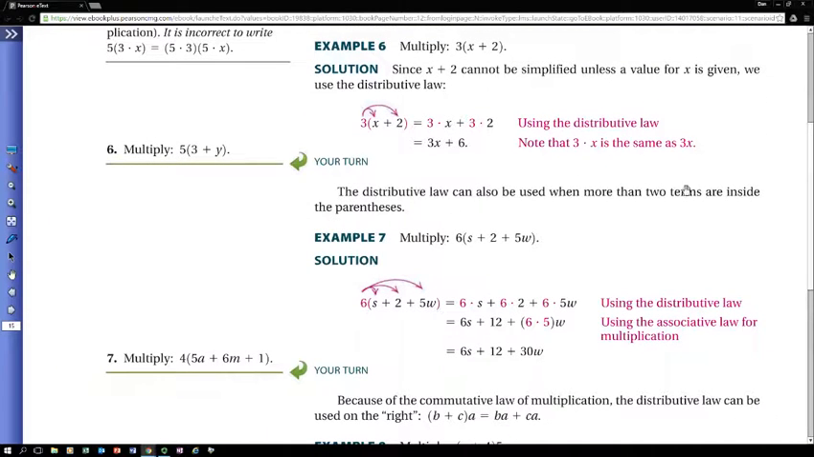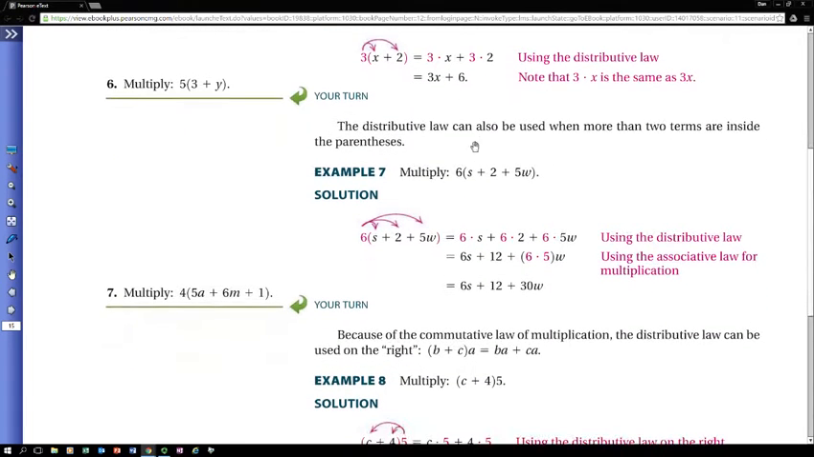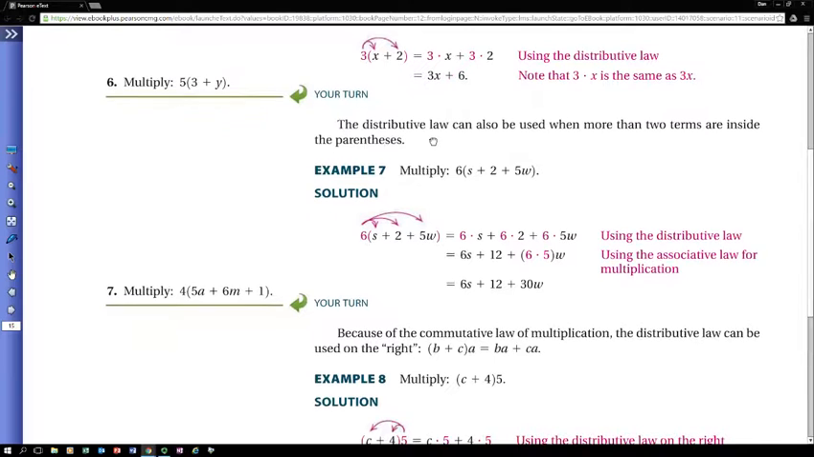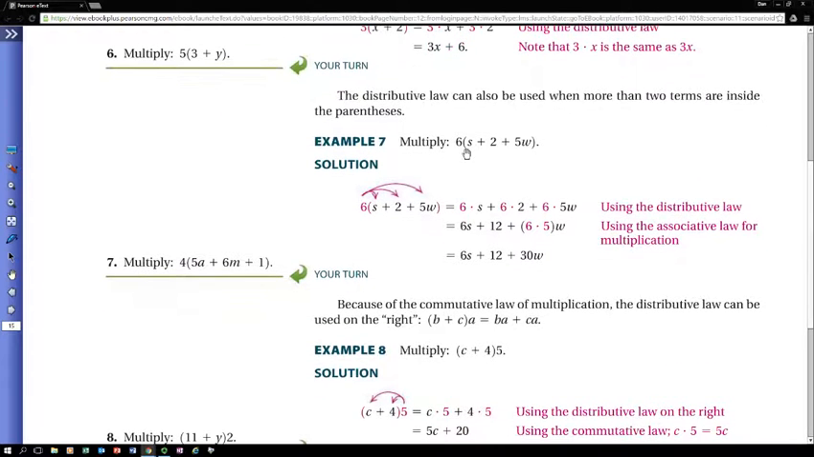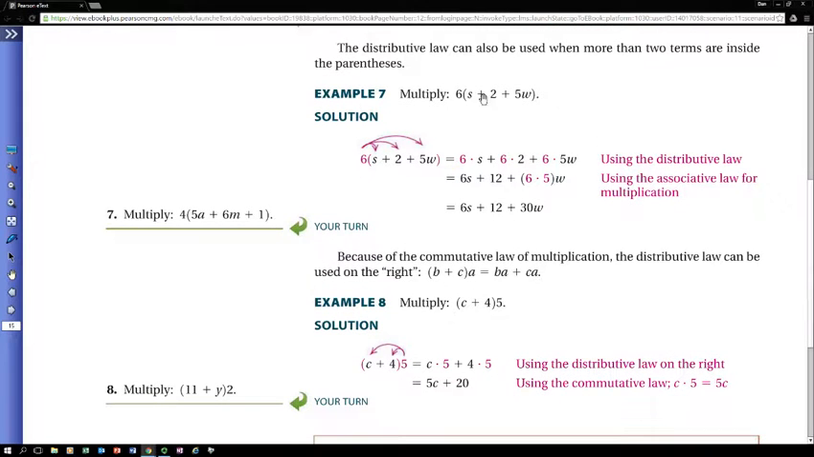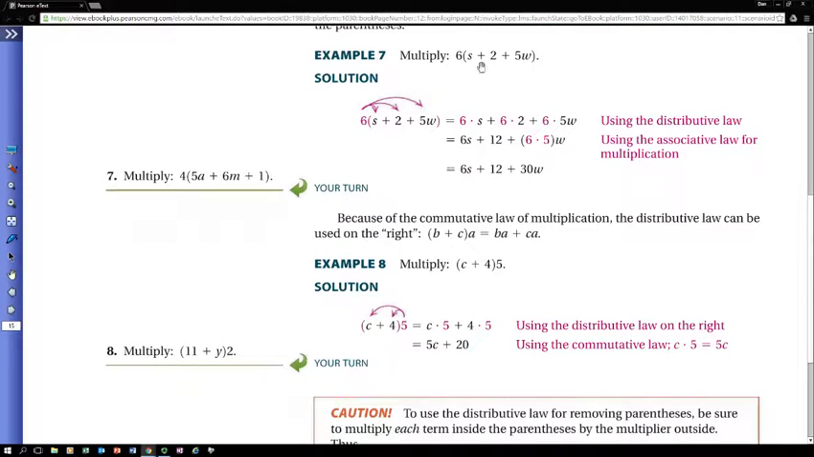So the distributive law basically distributes the multiplication over the terms or the parts of the addition. Now it works if we have even more terms in our grouping symbol; you would just distribute that over each term. So you take 6 times s plus 6 times 2, which is 12, plus 6 times 5w, which is 30w, right here. Okay?